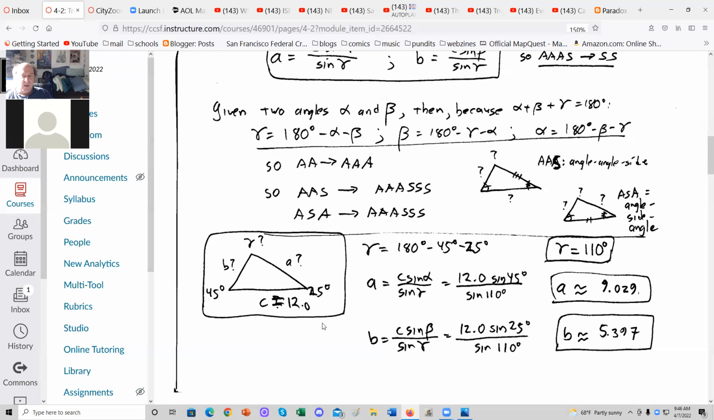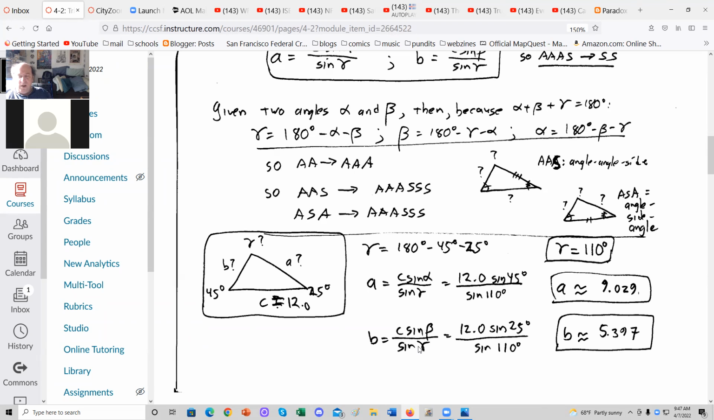First, the step is to find the third angle. Gamma equals 180 minus 45 degrees minus 25 degrees, which comes to 110 degrees for angle gamma. Now we have gamma, we have C, and now we can find A and B. A is C sine alpha over sine gamma. You substitute 12.0 for C, 45 degrees for alpha, 110 degrees for gamma. Push a button on your calculator, making sure that the calculator is in degree mode rather than radian mode, and you get A is approximately 9.029.